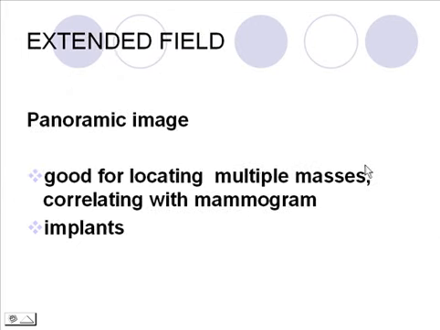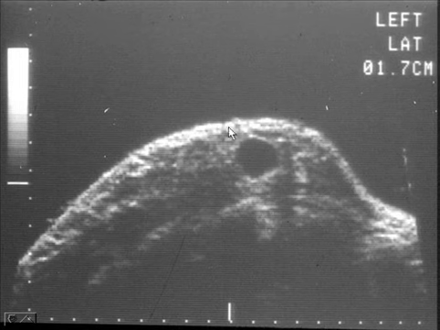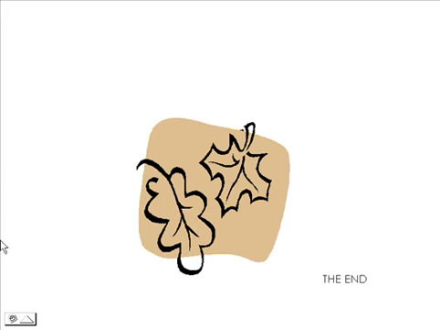Panoramic imaging is good for locating multiple masses and correlating those multiple masses with the mammogram because it looks a little bit more like the mammogram. Here's an extended field view of the entire breast. This is the old-fashioned water bath whole breast ultrasound, which really looks more like a mammogram because it maintains the shape. This isn't done anymore except sometimes for research purposes, where the patient was prone and the breast was down in a water bath. But we may see a little bit of a comeback with this as we look more into panoramic imaging. So that's the end of the presentation.